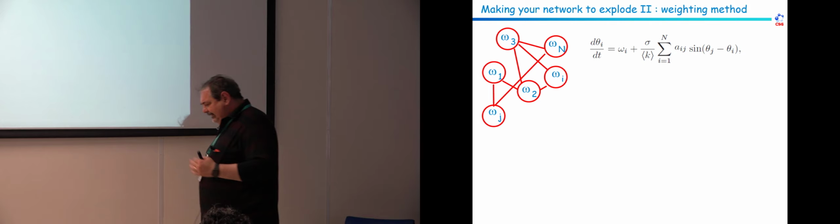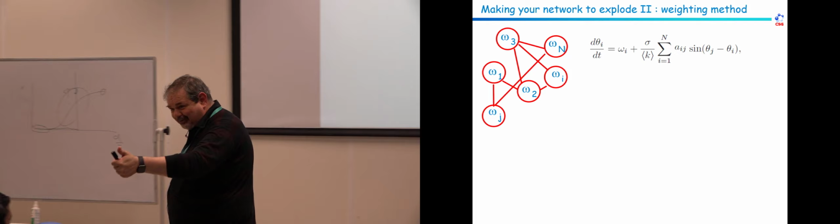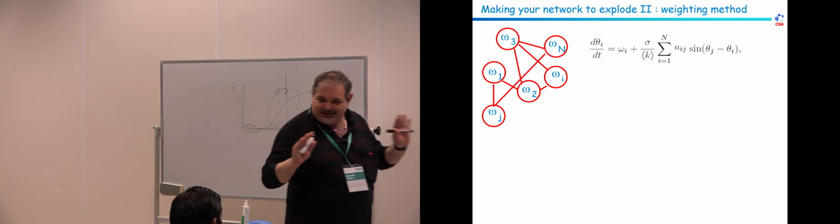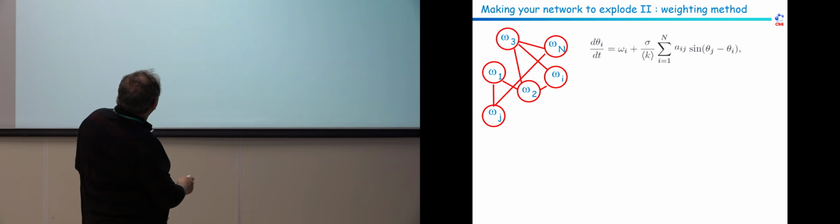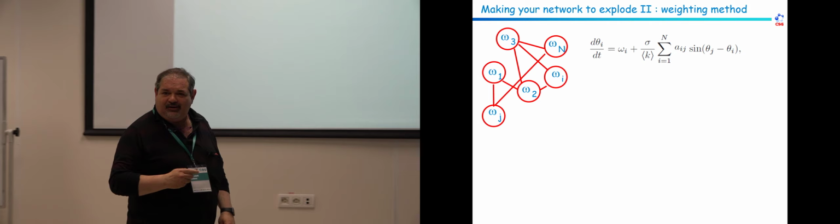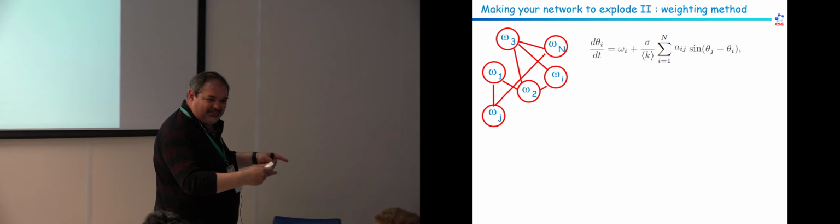Okay, so now, first step. The second step is you give me everything. So you give me the frequency distribution and also the network. So I am not now able to change the network. And I want to show you that in this condition, yet what I can do is I can put weights on each one of the links of the network so that the network is explosive.